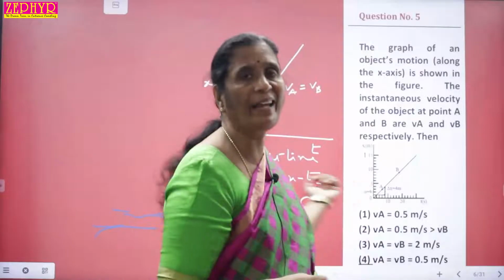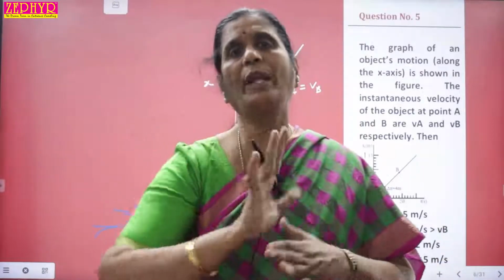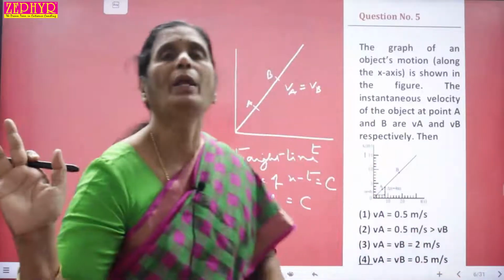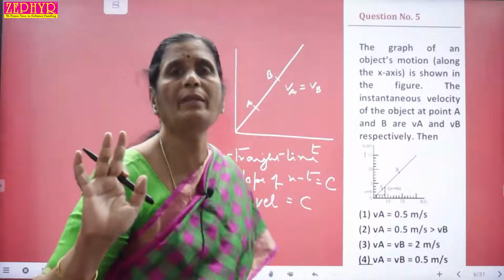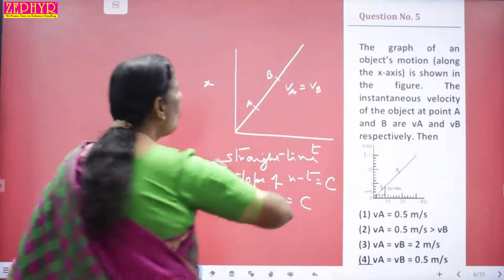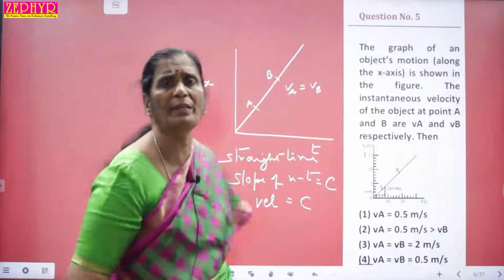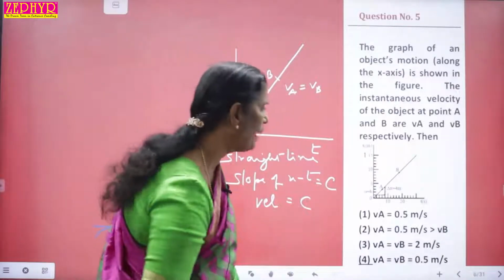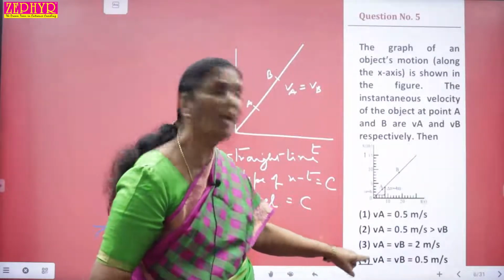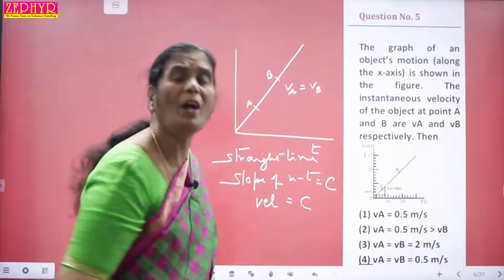But in this case, slope is constant. So velocity is constant, and instantaneous velocity will be one and the same at every point. At all the points, velocity is one and the same. So VA and VB are equal, and that choice we can take. But they want to know the value.